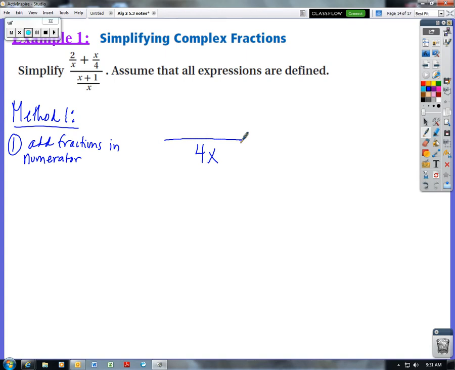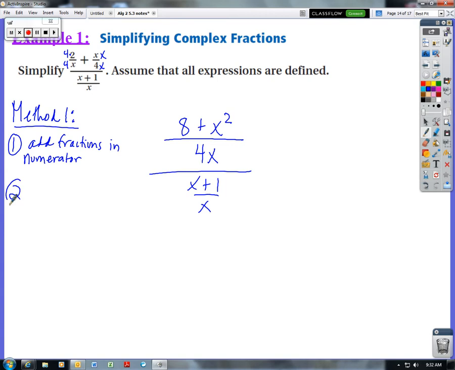And I'll just do some work up here. So this one needs a 4 and a 4. This one needs an x and an x. So I'm going to have 4 times 2. These are times. So I'm going to have 8 plus x times x is x squared all over the denominator, x plus 1 over x.